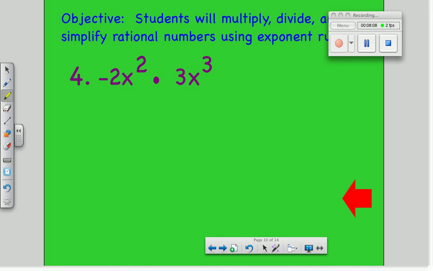This time we have coefficients as well as the variable. So let's pull out our coefficients first. We have -2 times 3. Then we're multiplying that times the x's. We have x squared times x cubed. -2 times 3 is -6. We're multiplying that times x to the power of 2 and to the power of 3. So -6 times x is -6x, and 2 plus 3 is 5. -6x to the power of 5.